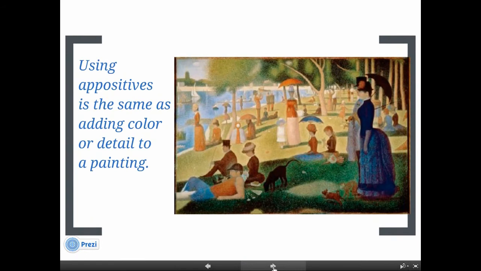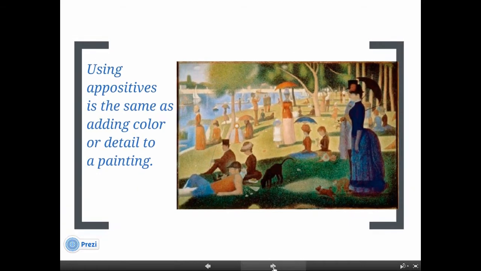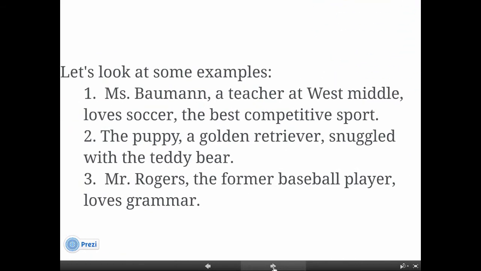Writers use appositives to give detail to their sentences, just like painters use color to give detail to a painting. Let's look at some examples. The first one says, Miss Bauman, a teacher at West Middle, loves soccer, the best competitive sport. So here we have our first noun, Miss Bauman. We have some additional information, which is a teacher at West Middle. That is our appositive. We also in this sentence have another noun, which is soccer. More information is the best competitive sport.